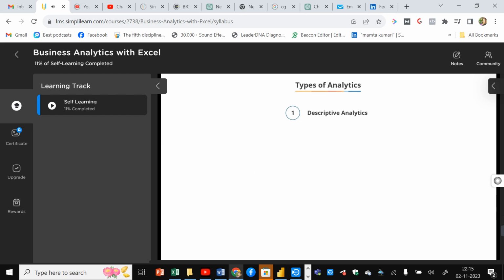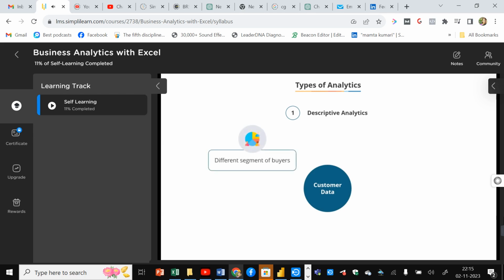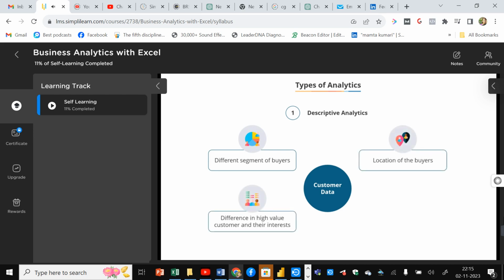Let us take an example of doing a descriptive analytics of the customer data. It includes finding answers to the following questions. How many different segments of buyers are we dealing with? Where are these buyers located? How do high-value customers differ? What are they interested in? What is the income, age, number of children, occupation, and regional breakdown of these buyers?